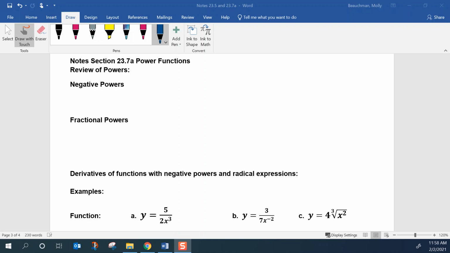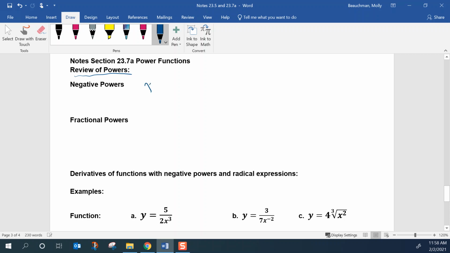In this video, we're going to take a look at section 23.7, the first part, and taking a look at power functions. So not just polynomials that have x raised to a positive power, but power functions also have negative powers, fractional powers, decimal, etc. So just a quick review of some exponential properties.